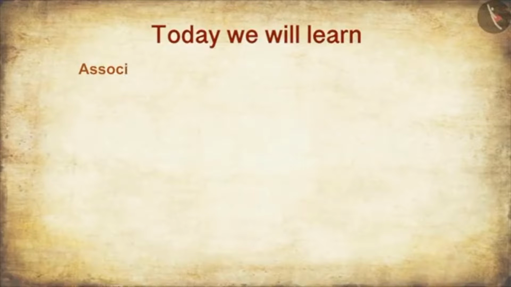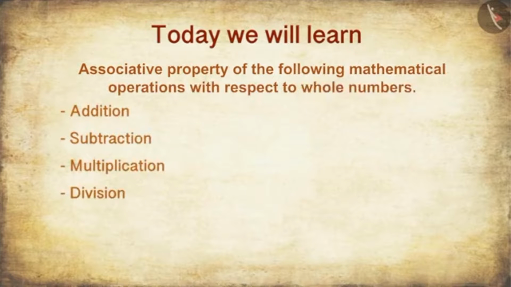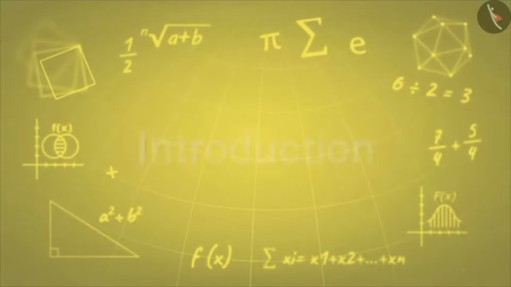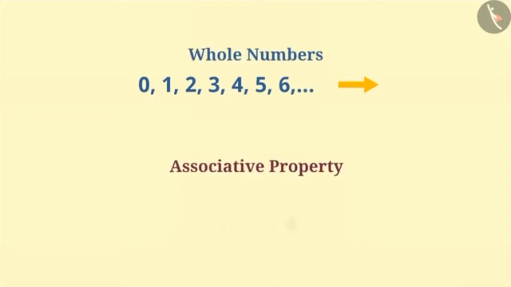We will learn about the associative property of the following mathematical operations with respect to whole numbers. We have read that numbers from 0 to infinity are called whole numbers. Associative property helps us to solve the mathematical operations by grouping the numbers. Let's understand it in detail. Let's talk about the associative property of whole numbers under addition.